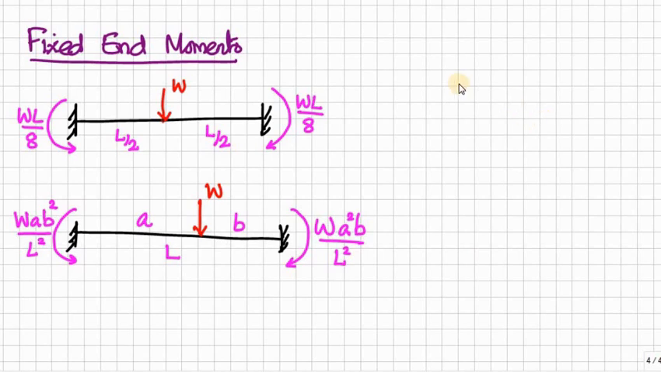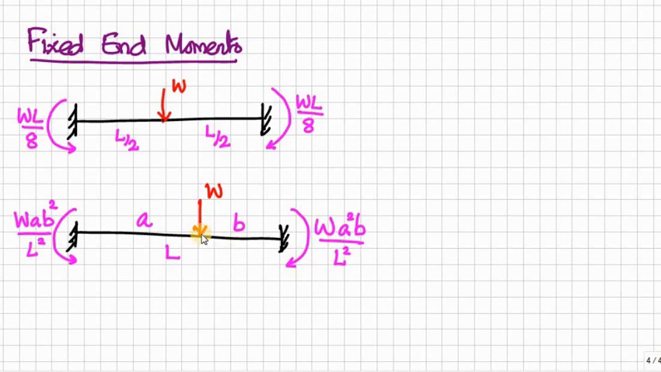Okay, so for point load at center, this is the fixed moment induced at support, WL by 8, here also WL by 8, and remember the direction. Here the anti-clockwise direction is a positive direction. This is negative direction, this is a positive direction. That is, left hand side you will have negative moment, right hand side you will have positive moment.